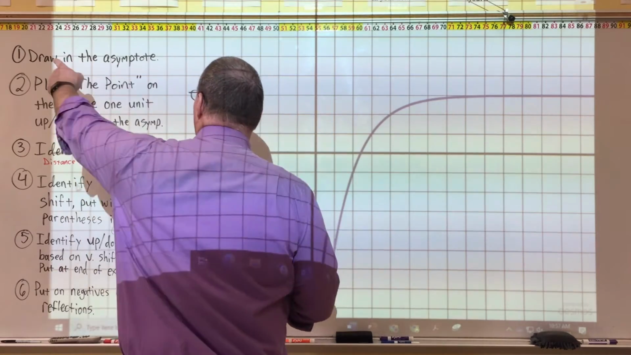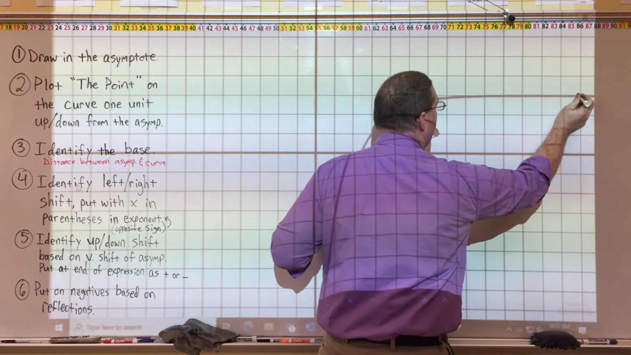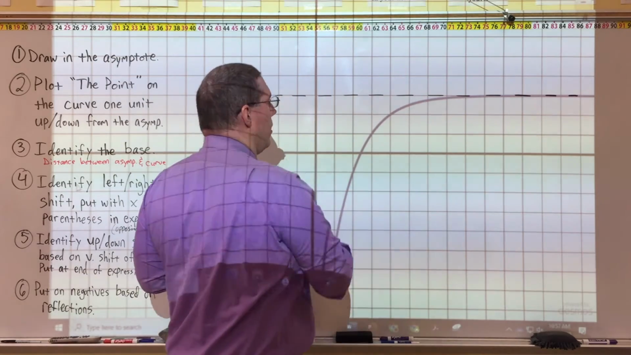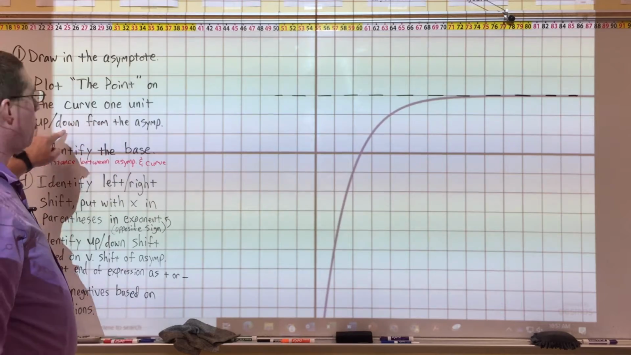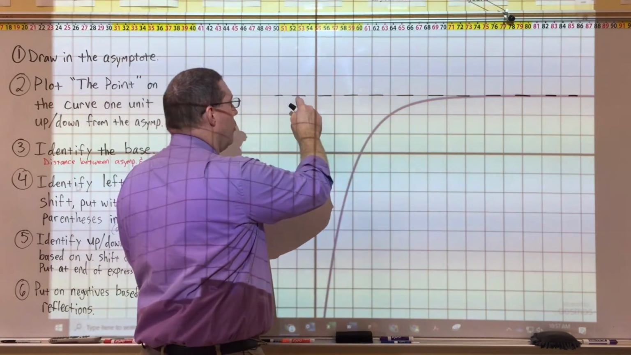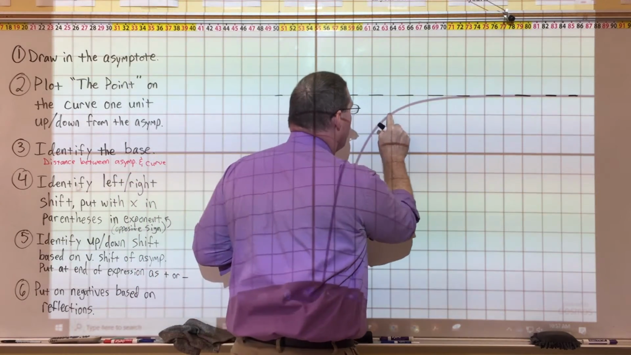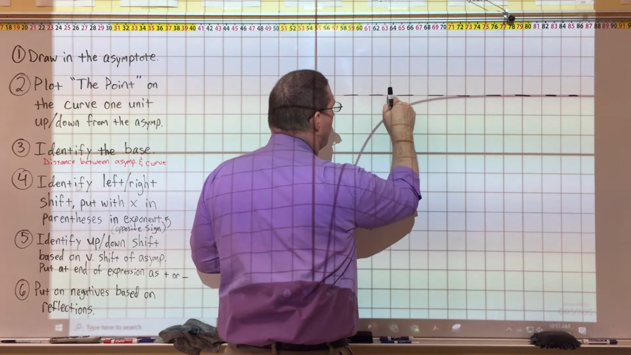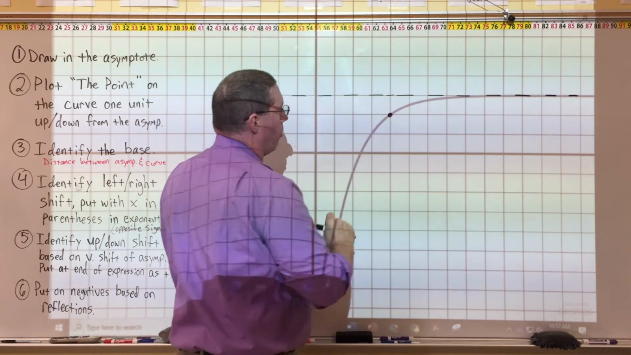All right, so the first thing we're going to do is draw in the asymptote. Here's the flat part of the curve, so this is where we're going to put the asymptote, right here. Okay, then we're going to plot the point on the curve 1 unit up or down. Well, this curve is below the asymptote, so it's going to be 1 unit down. So I'm going to go 1 unit from the asymptote down, and along this horizontal line, I'm going to move over, and boom, there's the curve. So I'm going to plot that point, okay? It is 1 unit below the asymptote, right? Here's the asymptote. 1 unit below is the curve. That's our point, okay?